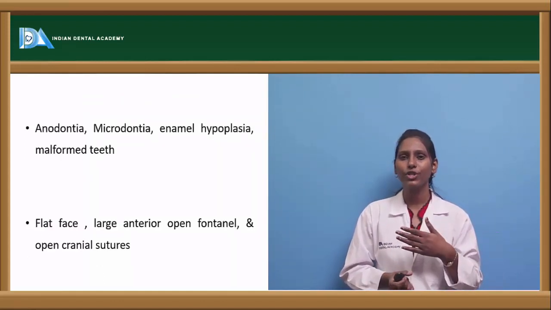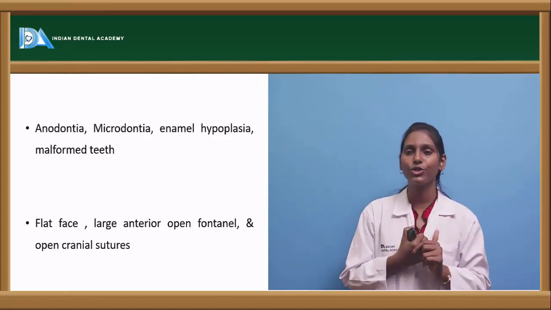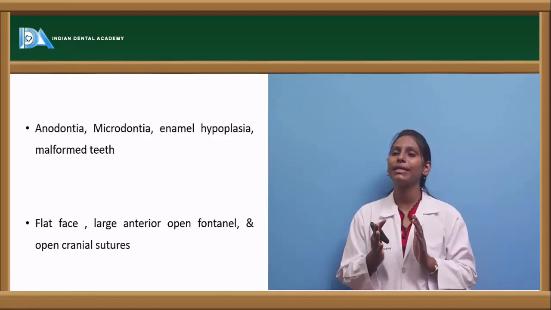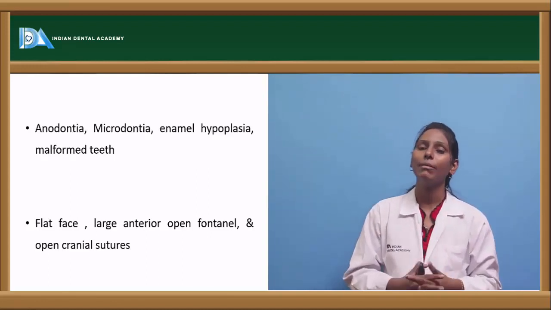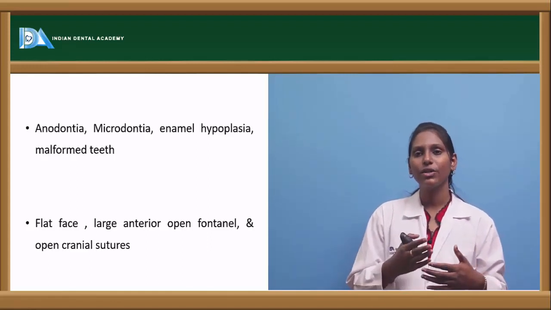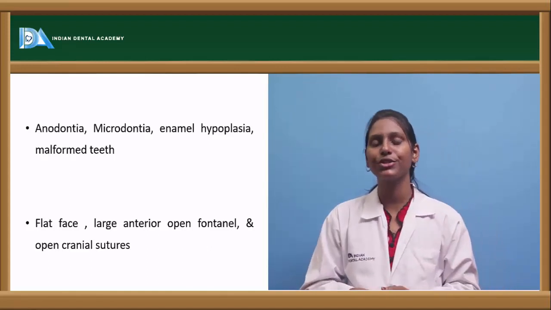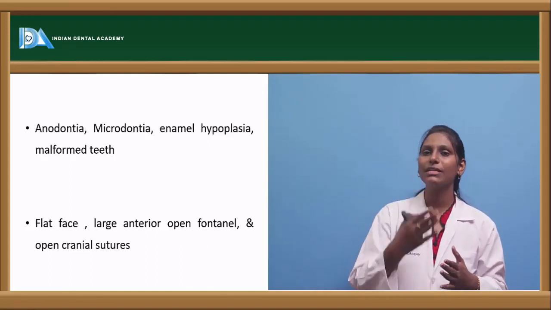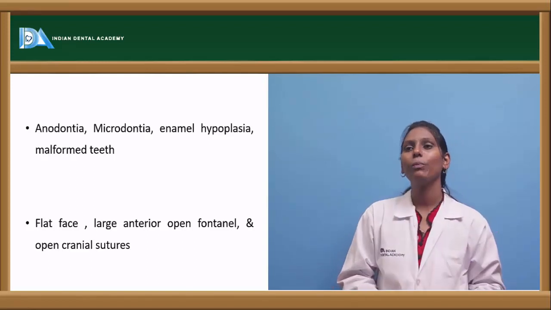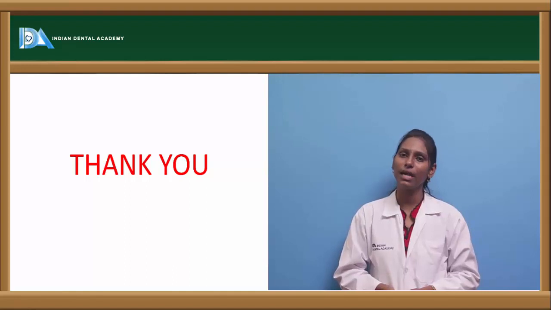And one of the most common features that we actually see is the simian crease on the palms in Down syndrome. The patient usually exhibits anodontia, microdontia, enamel hypoplasia, and malformation. Periodontitis is most commonly seen in these cases, and dental caries are less commonly seen in Down syndrome. The patient exhibits a flat face, large anterior open fontanelles can be seen, and open cranial sutures can be seen in this Down syndrome.